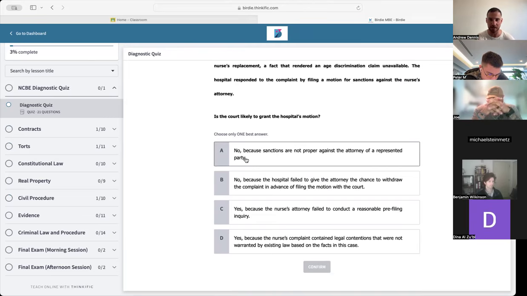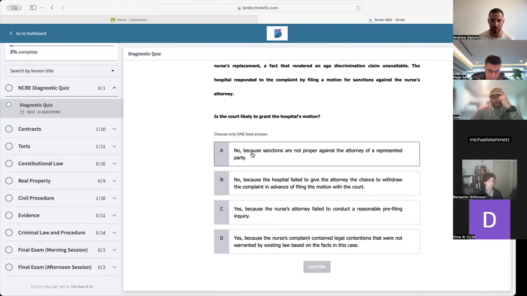So no, because sanctions are not proper against the attorney of a represented party. No, that's who they're proper against. If the person is represented, you sanction the attorney, not the person. You only sanction the person if they're pro se, representing themselves, and they can be sanctioned under Rule 11.